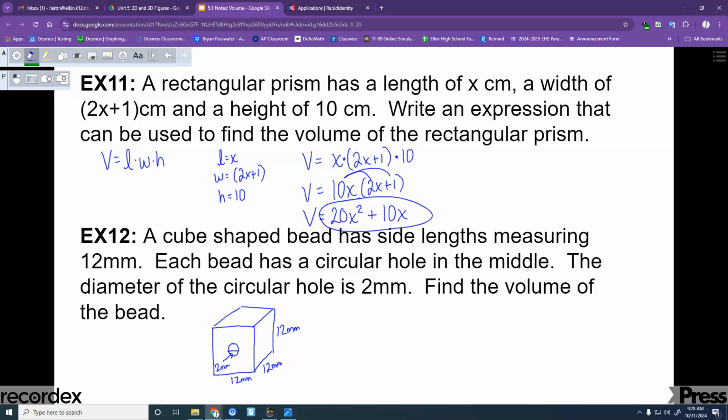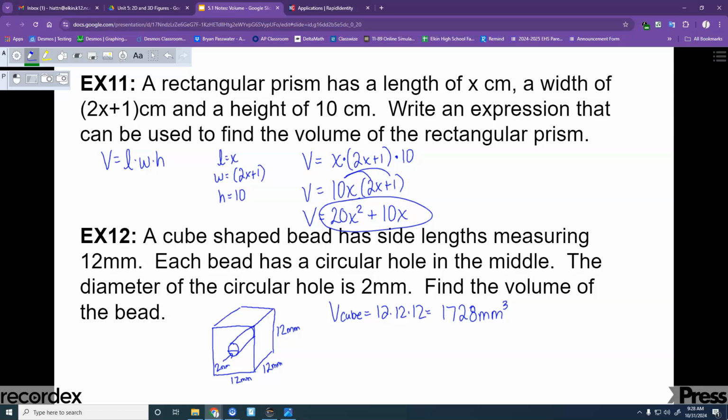But it's got a hole. So are we using the full volume of the cube? No, we're taking out that part in the middle, right? So the volume of our cube would just be 12 times 12 times 12, which is going to give you 1728. We're not going to divide. We need to know the volume of the cylinder, because that's empty space, right? So this goes through the middle of our cube, right?